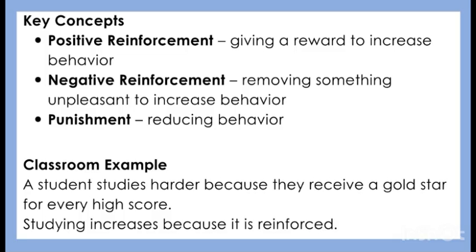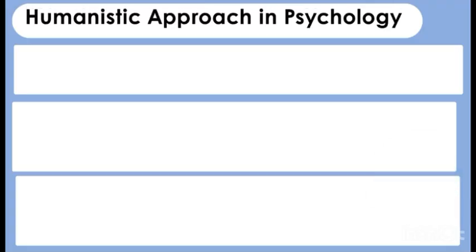So, in a classroom example, a student studies harder because they receive a gold star for every high score. So, the studying increases because it is reinforced. And what reinforcement does it use? This gold star? Very good. It is positive reinforcement. So now, let's proceed to the humanistic approach in psychology.